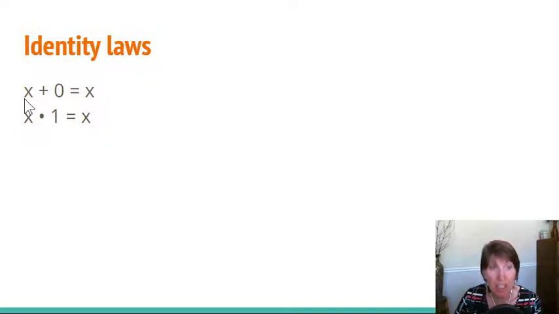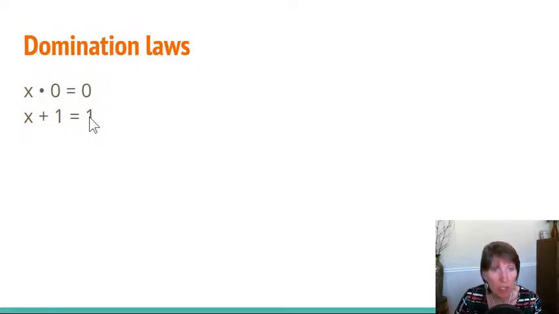Identity laws is that when we add 0 to anything, it remains the value. So x plus 0 is x. If we multiply by 1, it remains x as well, no change. Domination laws is whenever we multiply anything by 0, we end up with 0. Sometimes this will let you stop an evaluation sooner, right? Because as soon as you get 0 times something, you know the answer is going to be 0. And whenever we add 1, we're going to always end up with 1.